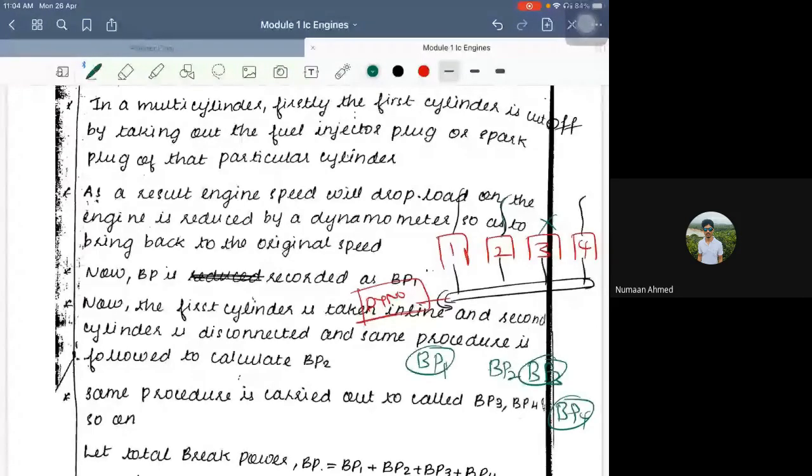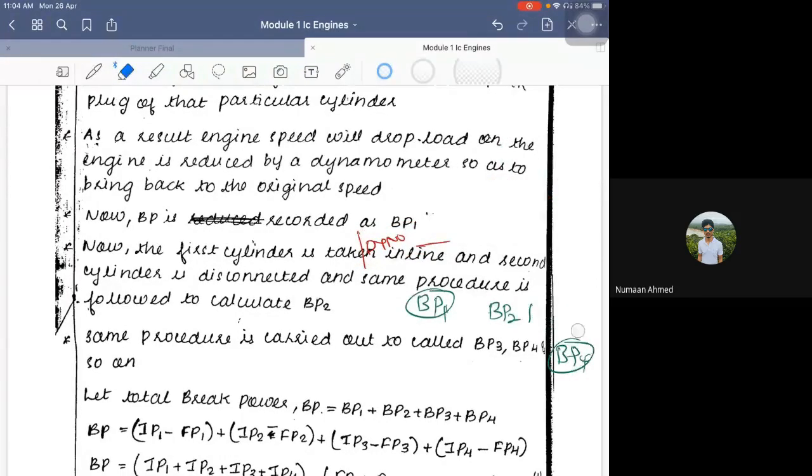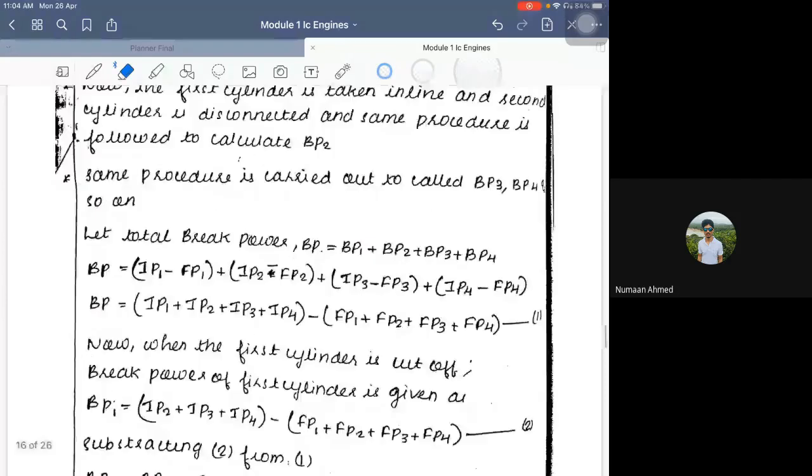Now I will read out the sentence. Hope you are clear about this. The same procedure is carried out to calculate the value of BP3, the value of BP4, and so on. Now the total brake power is BP1 plus BP2 plus BP3 plus BP4, isn't it?